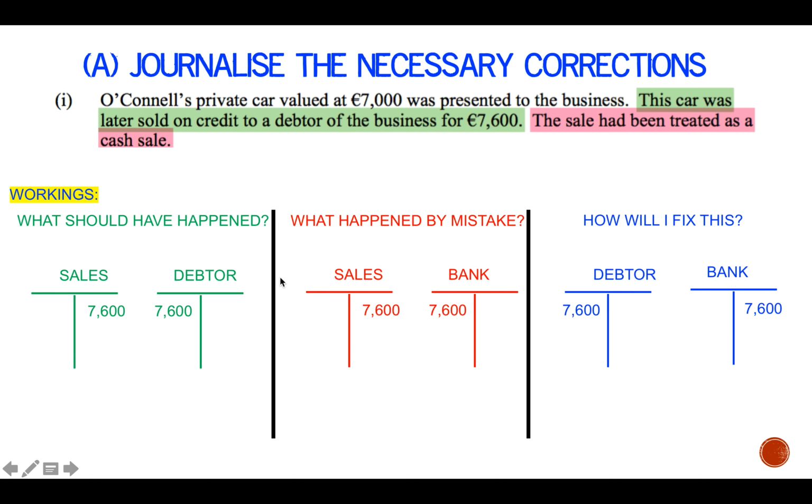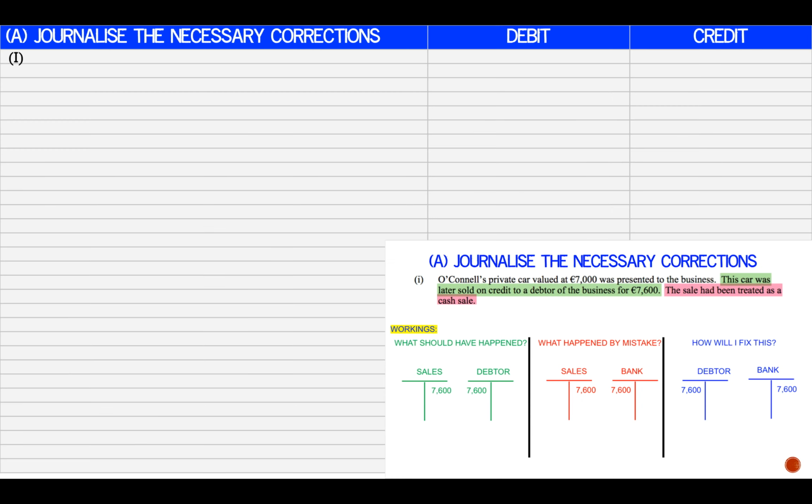So let's fix it. So we're going to put in the debtor 7,600 debit side, and then we're going to unwind the bank here, the 7,600. We are going to credit 7,600 for the bank there. So debtor, debit 7,600, bank, credit 7,600. Okay, so that is that fixed. Okay, so how do I put that into my part A? Well, I just take it from my workings, so 7,600 in the debit side of debtor and the bank 7,600 on the credit side of bank. So this fix it part is what goes into journalise the necessary corrections.